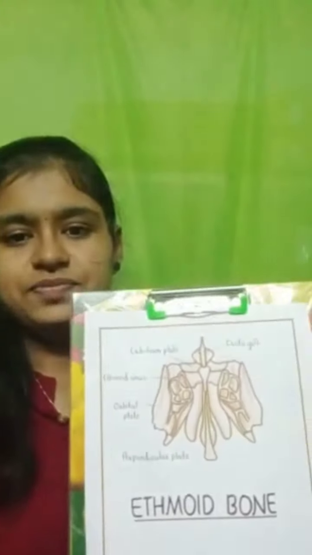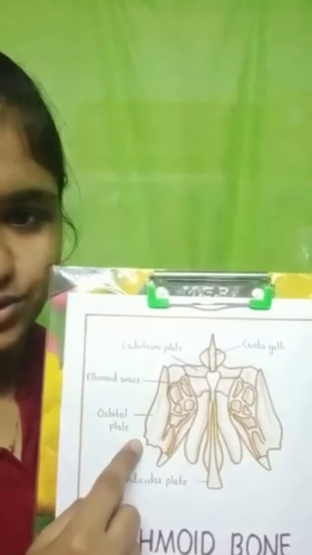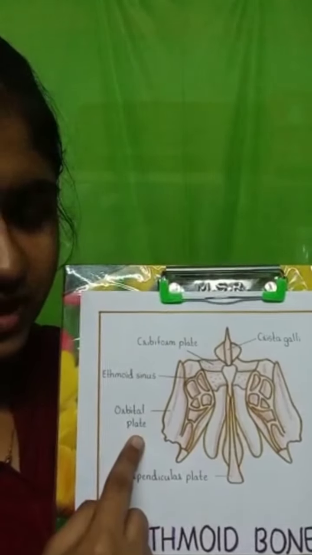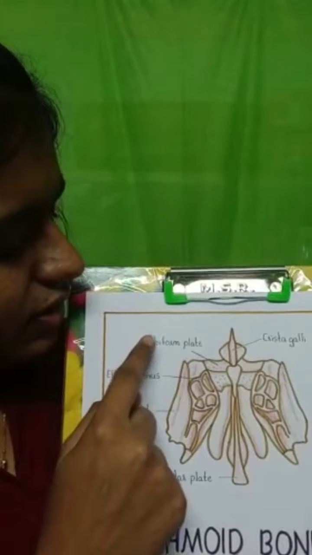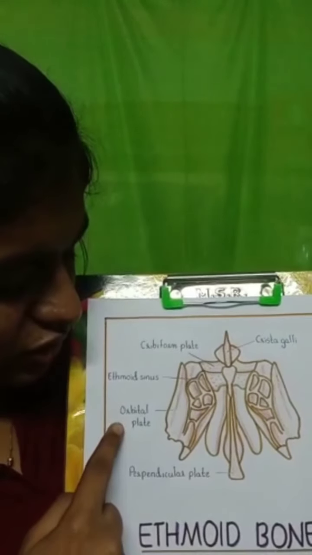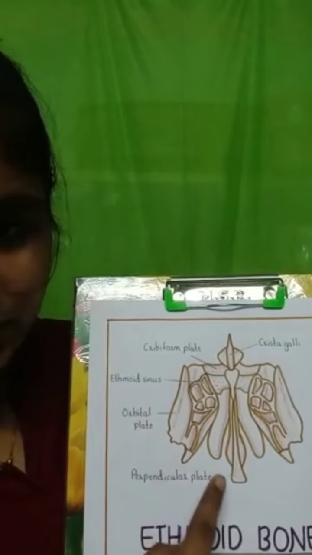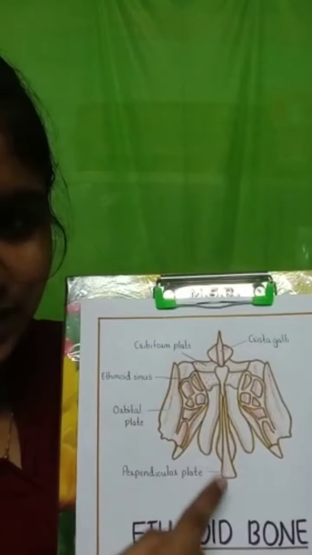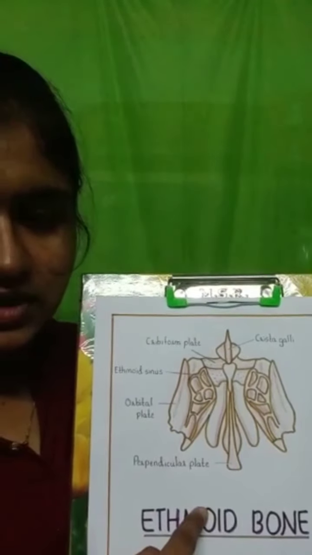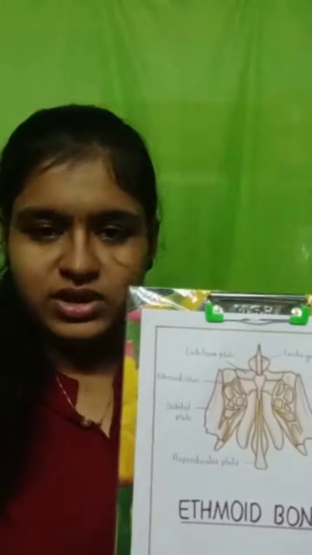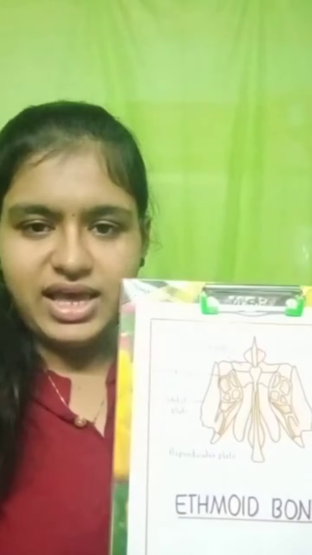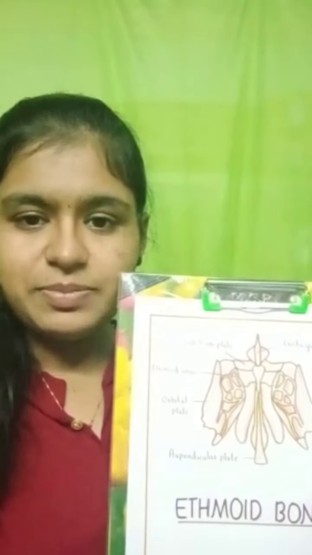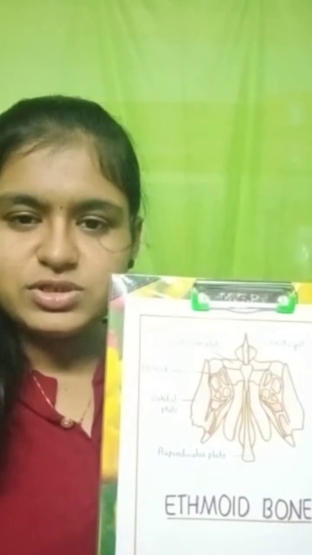The ethmoid bone is divided into 3 parts as shown in the figure: the cribriform plate, the orbital plate and the perpendicular plate. This forms the ethmoid bone. Then the importance of the ethmoid bone: it is important as the olfactory fibers pass through, which helps us to smell things.